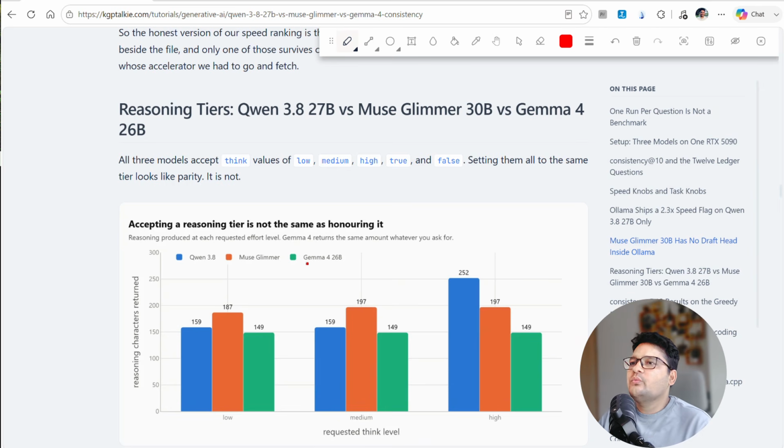One more thing I want to tell you: a lot of people on the internet have been talking about reasoning. Many people have reported that Qwen 3.8 produces a lot of reasoning tokens as compared to other models. So I want to tell you one thing here: why is this actually happening? There are multiple reasons. First of all, Qwen 3.8 reasoning cannot be controlled by Ollama. So the people who are using Ollama might see higher reasoning.